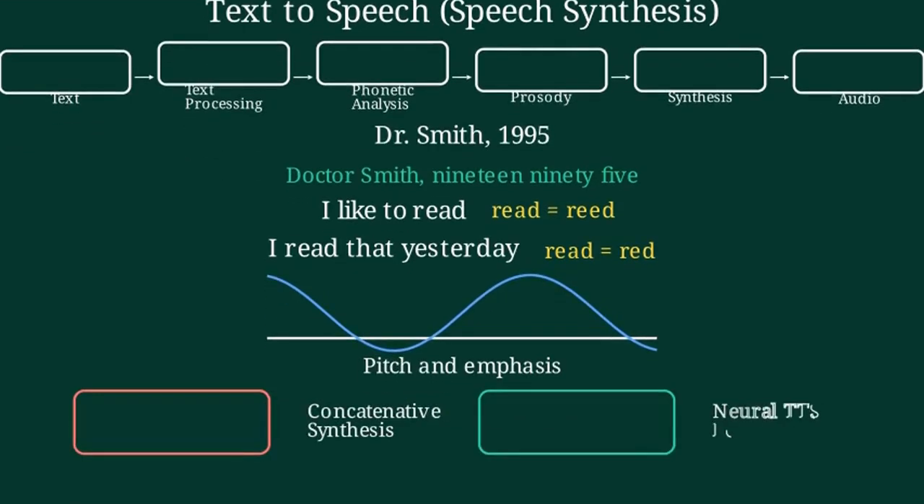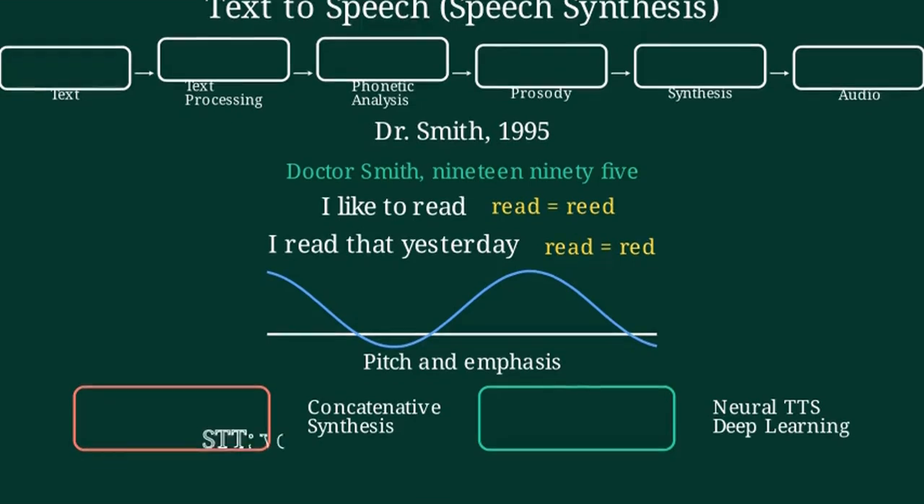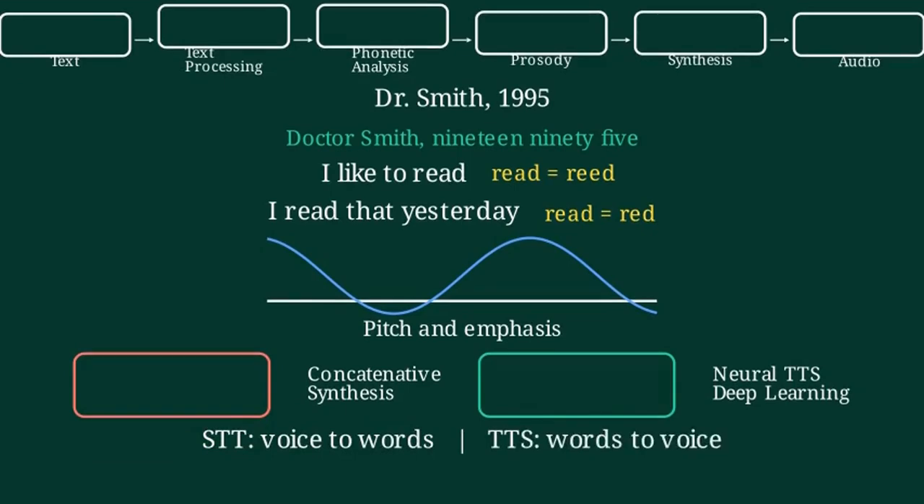Step 4 is synthesis. We can stitch recorded sounds together, or use neural speech models that generate a smooth voice. In summary, speech-to-text turns voice into words, and text-to-speech turns words into voice. Both rely on careful processing and smart language models.